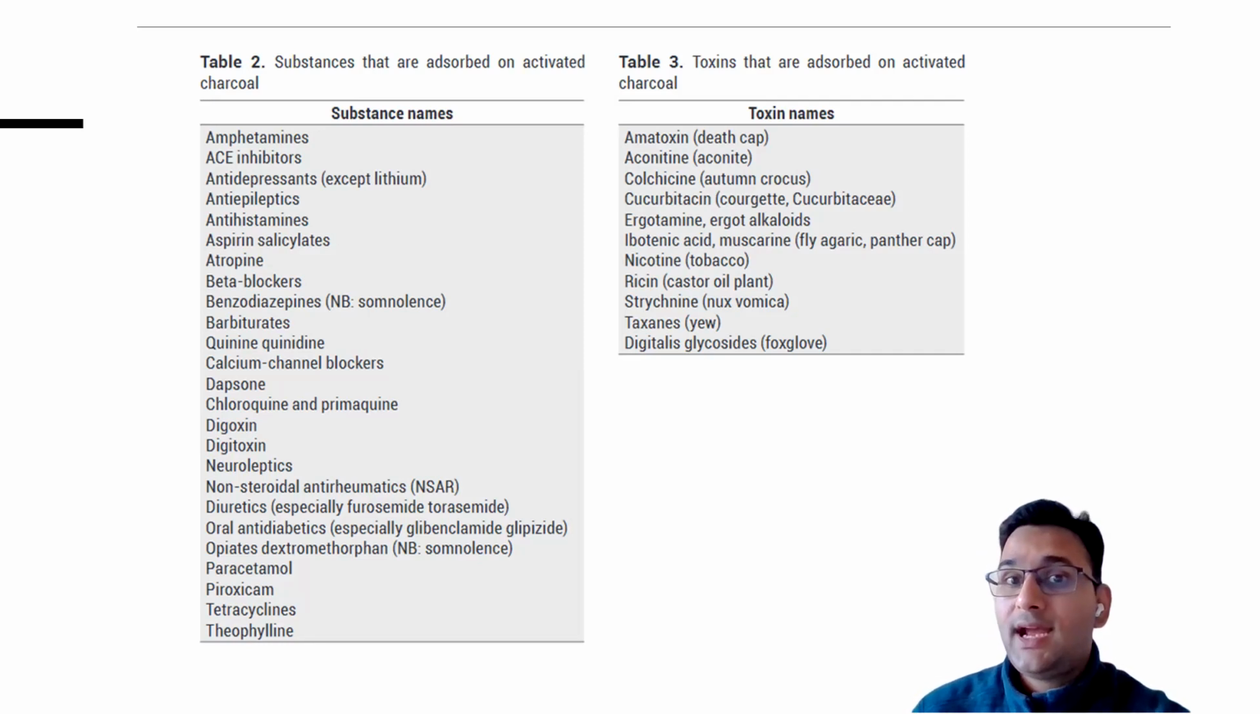So toxins that are absorbed on activated charcoal with specific names like death cap, aconite, coget, fly agaric, tobacco, ricin, strychnine, taxanes, and even digitalis for that matter.